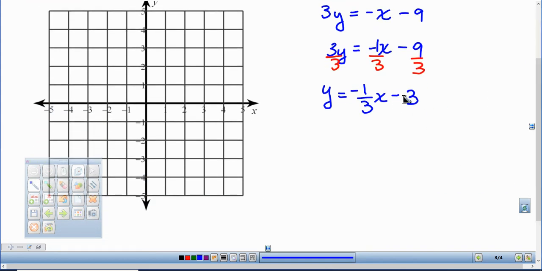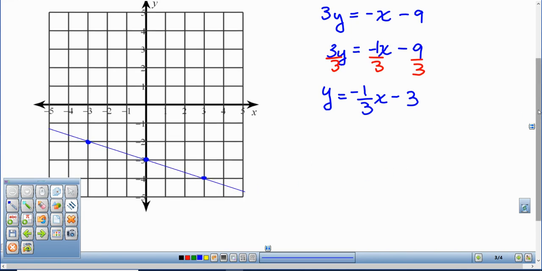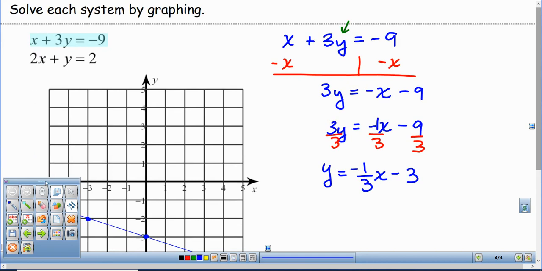So once again, once it's like this, graphing it can be as quick as there's negative 3, down 1, to the right 3 from there. Down 1, to the right 3, up 1, to the left 3, up 1, to the left 3. Can't do that anymore. Draw your line before you go any further. Those are the solutions to the blue equation.